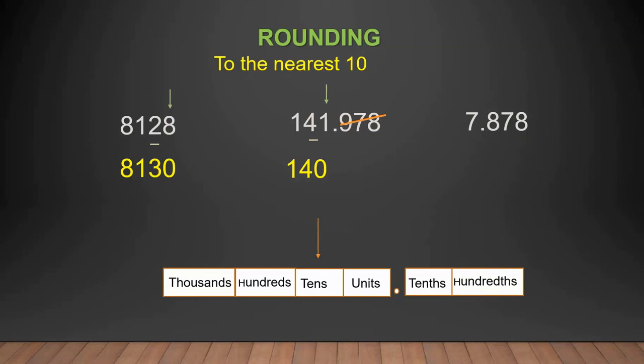So 7,878. There's no tens place value, so we put a 0. It's followed by 7, which is greater than 5. So round off 0 to 1, which will give you 10.